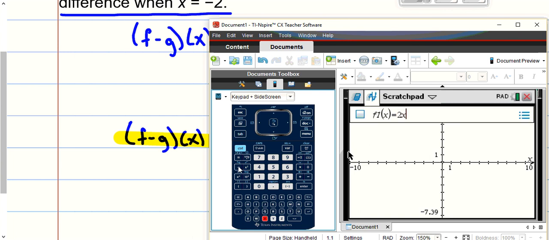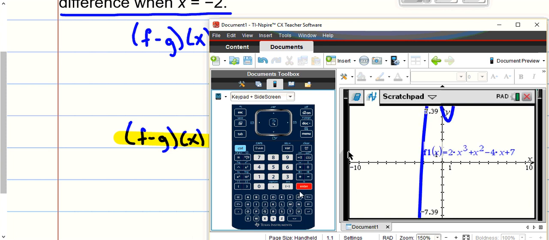2x cubed plus x squared minus 4x plus 7.